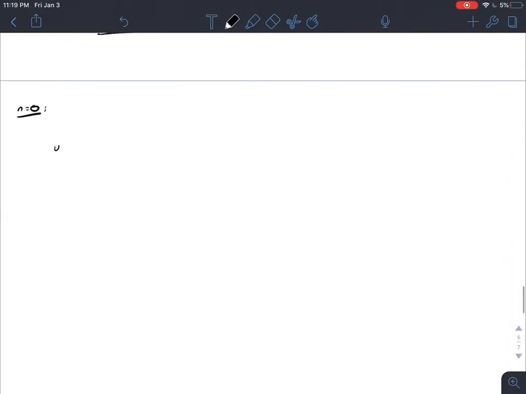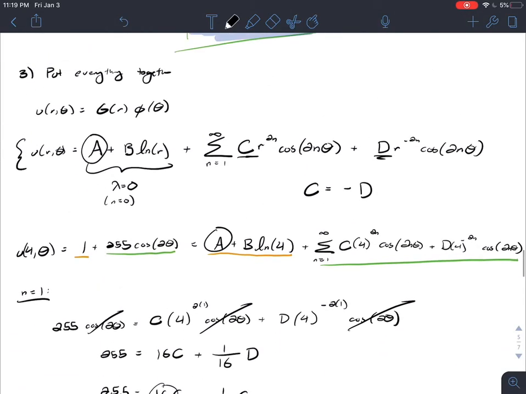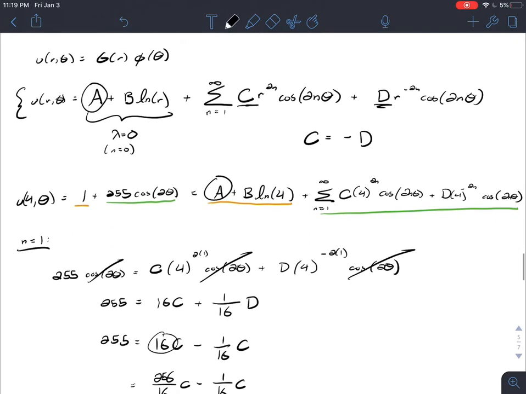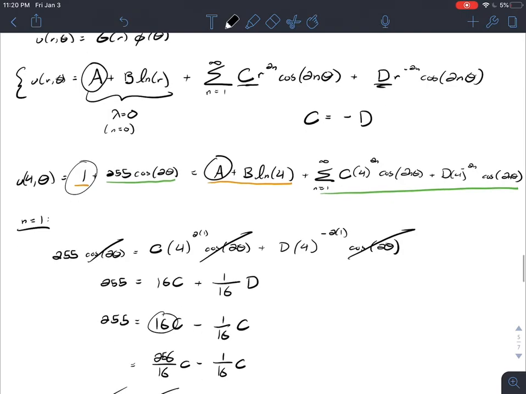So for the n equals 0 case, if we look at our general solution for when n equals 0, u1 theta equals 0. This is the boundary condition from earlier. This tells us that a plus natural log of 1b is equal to 0, and this term must be 0. So therefore, a is equal to 0. Now we can continue plugging along and coefficient matching our initial condition.